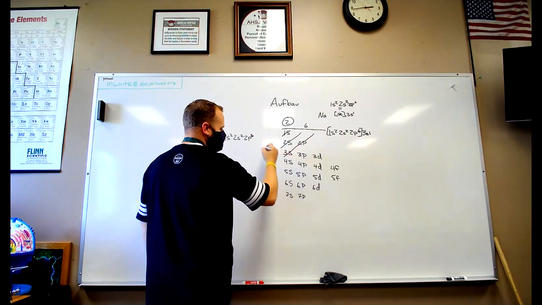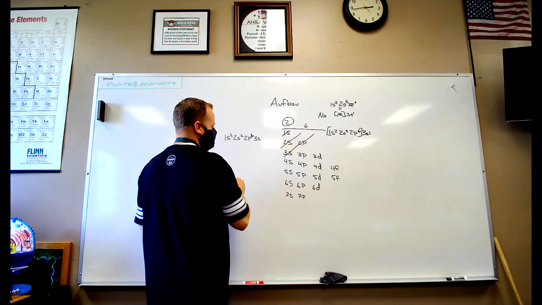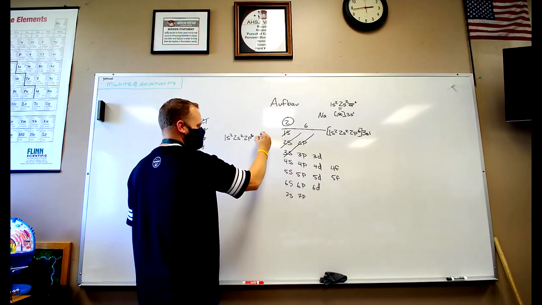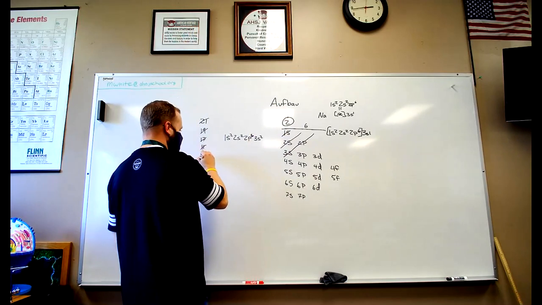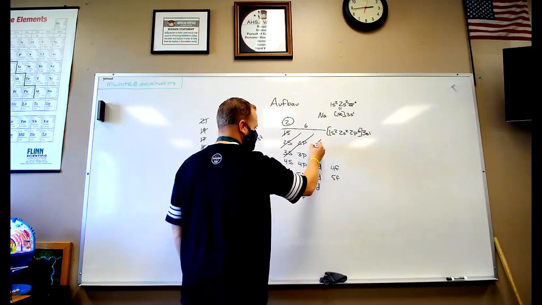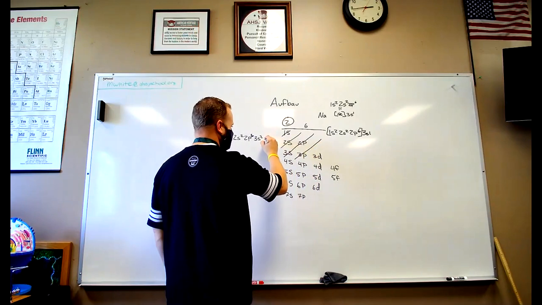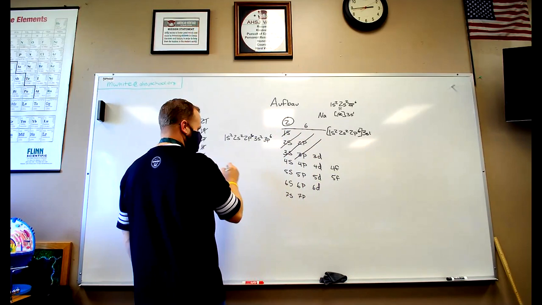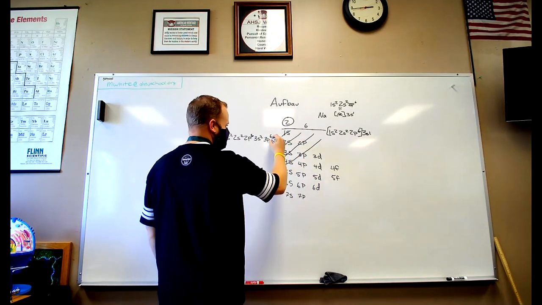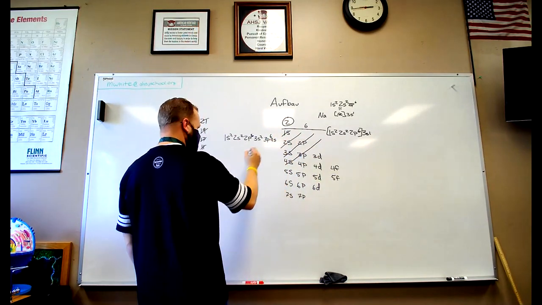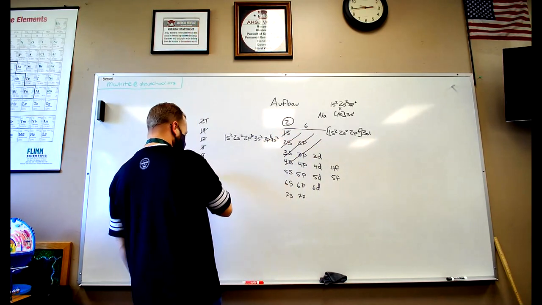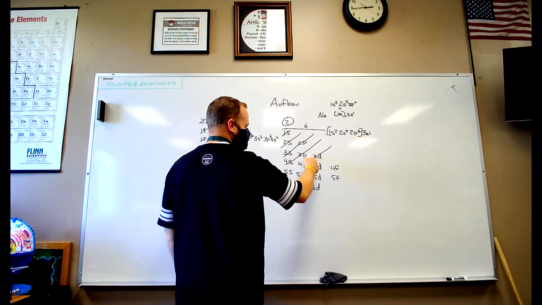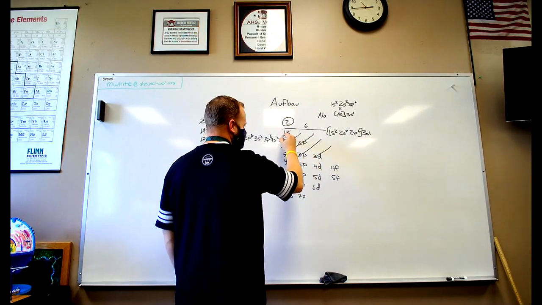And as we continue to go, we get 3s. How many can we put in the s? 2. We're down to 9. Do another one here. Get to the 3p. 6. Okay. Then 4s. We're running out of room. 2. Down to 1 electron. Get to 3d1.